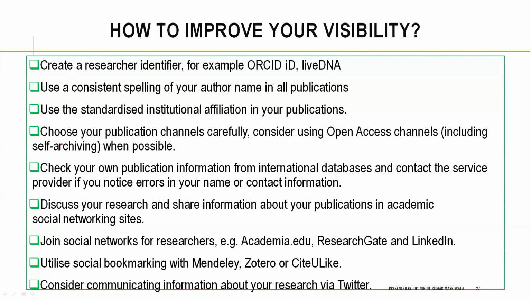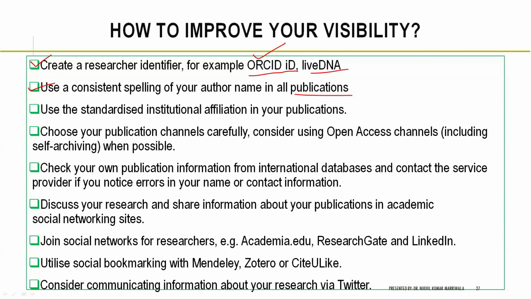So what you need to do is how to improve your visibility now. There are certain things that you can actually talk about effectively. Create your own research identifier, that is the ORCID ID, or LiveDNA is also one example, but you prefer this only, right? Those who are having it, it's great. Those who are not having it, they can create it right now, right? Use a consistent spelling of your author name. Please be very careful about this. I have faced this issue myself also, but I'm just trying to tell you, use your same spelling names, right?